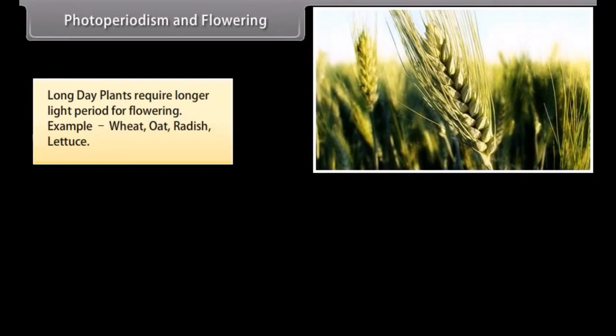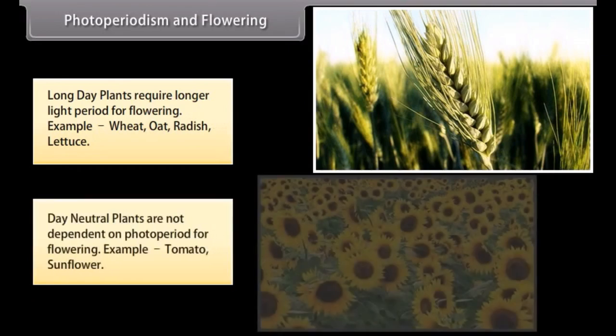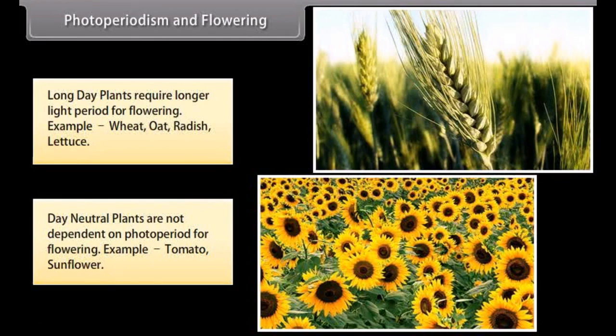Long-day plants require longer light period for flowering. Example: wheat, oat, radish, lettuce. Day-neutral plants are not dependent on photoperiod for flowering. Example: tomato, sunflower.